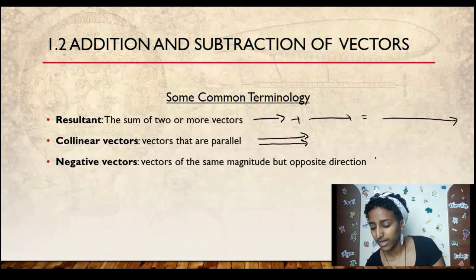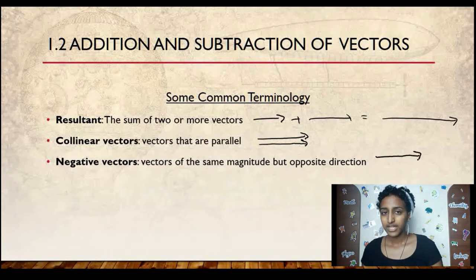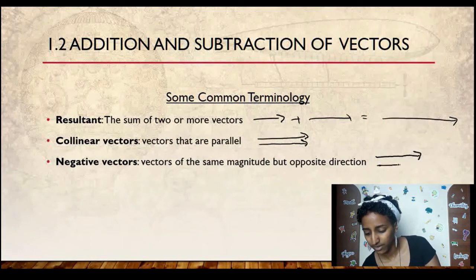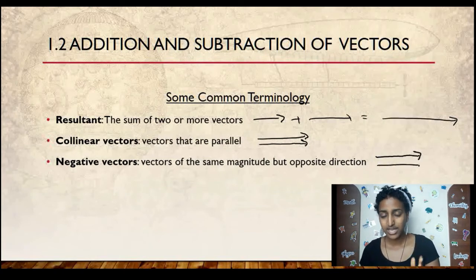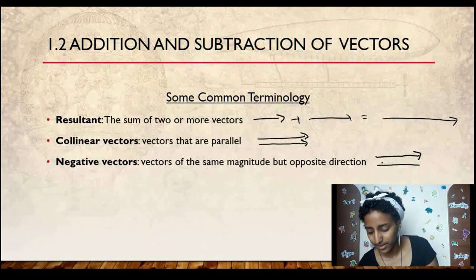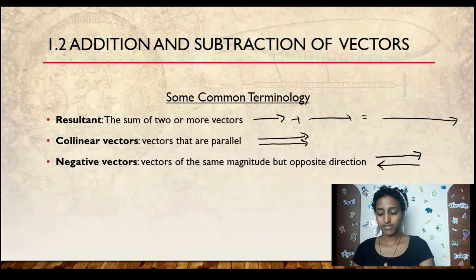Now the arrow, let's have our one vector here. The other vector is parallel, first of all, same magnitude, second of all. Okay, so they're the same length. And third of all, they're in opposite direction. How do you describe the opposite direction? Simply put the arrowhead on the other side. Simple as that. So these two vectors are negative vectors.